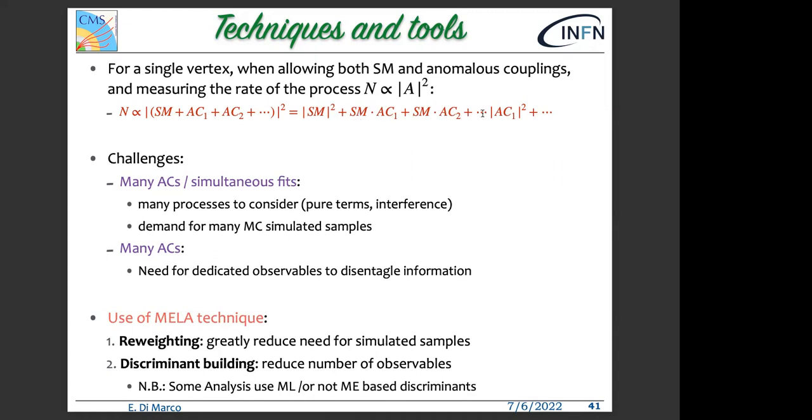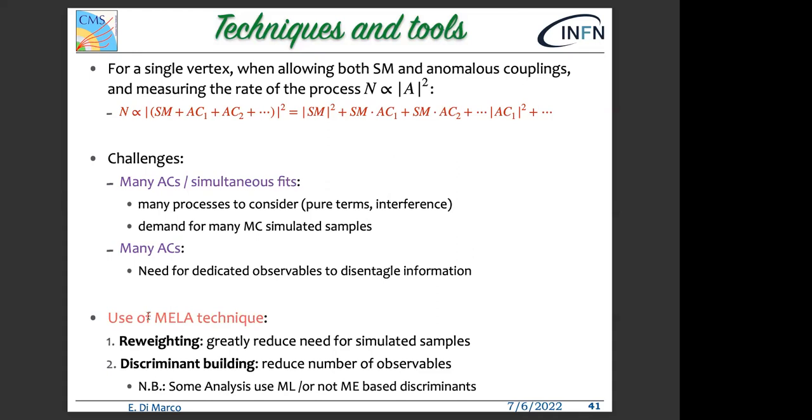So you have two difficulties. One is that you have to fit this very complex scheme, so you have many models to consider in the fit, with interference also. But also, if you have the interference, you have to understand how much the interference contributes, because the amount of the interference depends on the strength of the anomalous coupling. So with brute force, you should do an enormous number of fully simulated Monte Carlo events, that would be impossible.